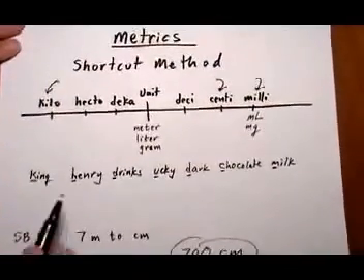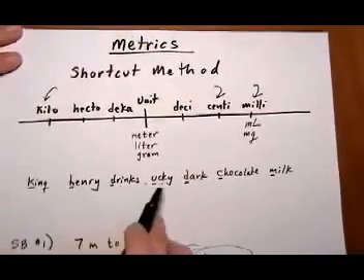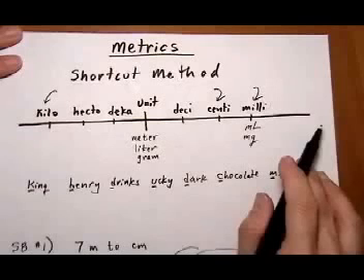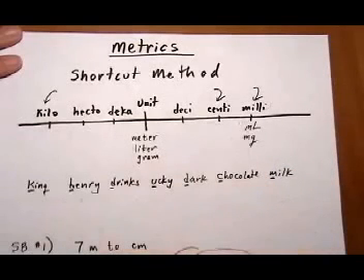You need to remember kilo, hecto, deca, unit, deci, centi, milli. Write your number line on your sheet, and then from there you're moving the decimal point the same direction, the same number of places.